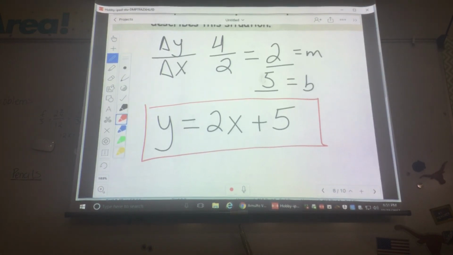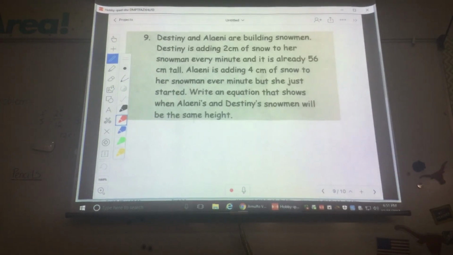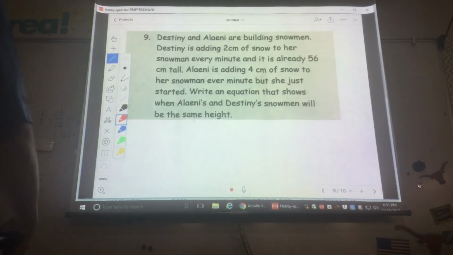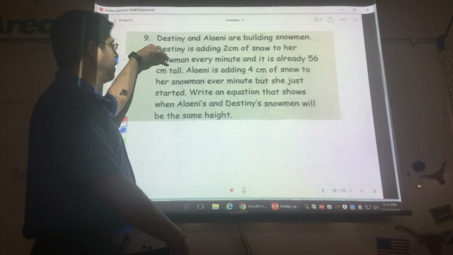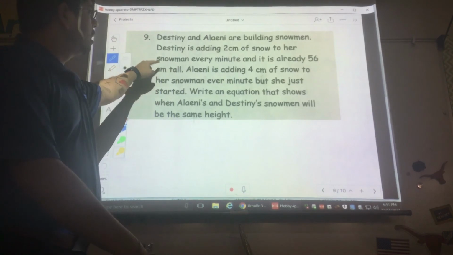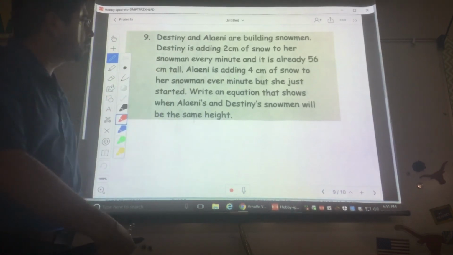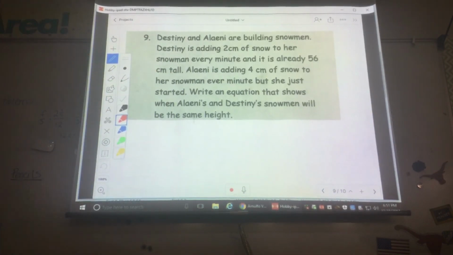Number 9. Destiny and Eleni are building snowmen. Destiny is adding 2 centimeters of snow to her snowman every minute and is already 56 centimeters tall. Eleni is adding 4 centimeters of snow to her snowman every minute, but she just started. Write an equation that shows when Eleni's and Destiny's snowman will be the same height.